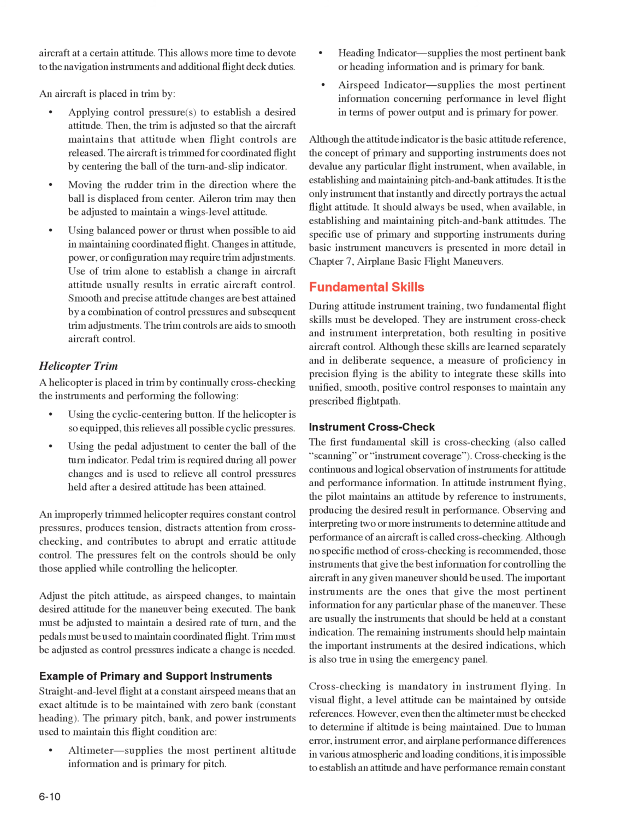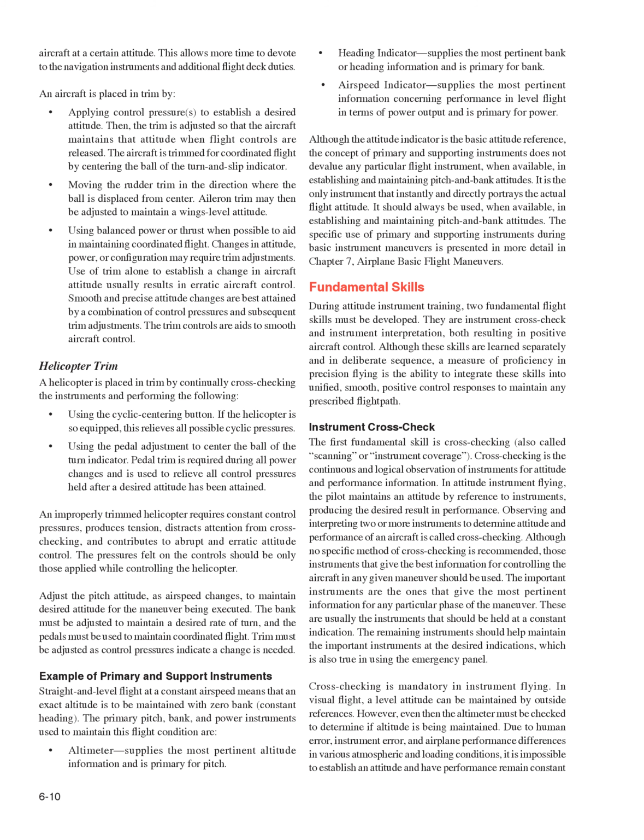An aircraft is placed in trim by applying control pressures to establish a desired attitude. Then, the trim is adjusted so that the aircraft maintains that attitude when flight controls are released. The aircraft is trimmed for coordinated flight by centering the ball of the turn and slip indicator, moving the rudder trim in the direction where the ball is displaced from center. Aileron trim may then be adjusted to maintain a wings-level attitude, using balanced power or thrust when possible to aid in maintaining coordinated flight.